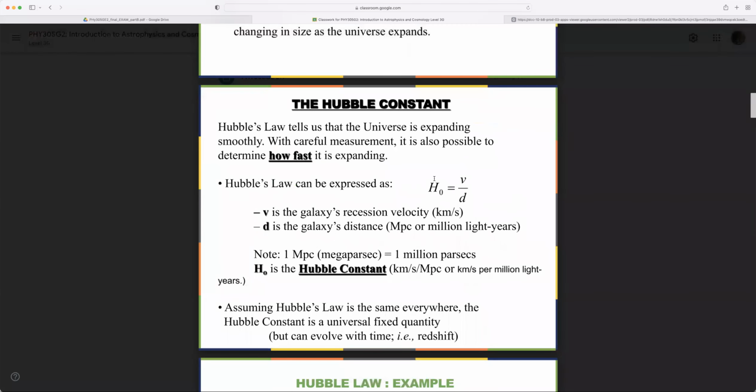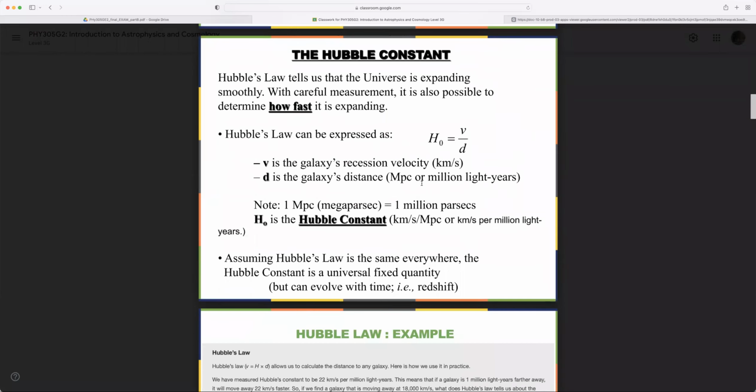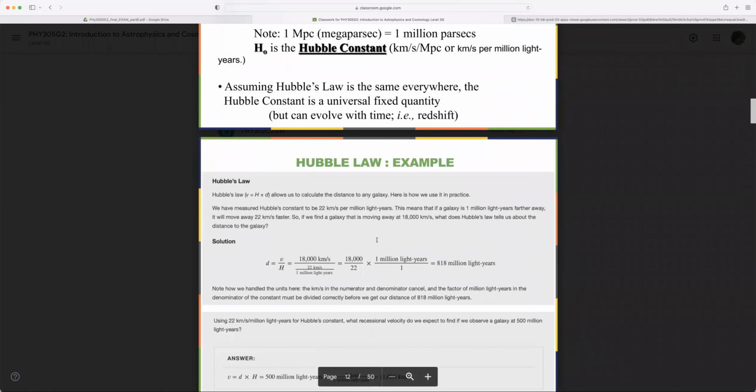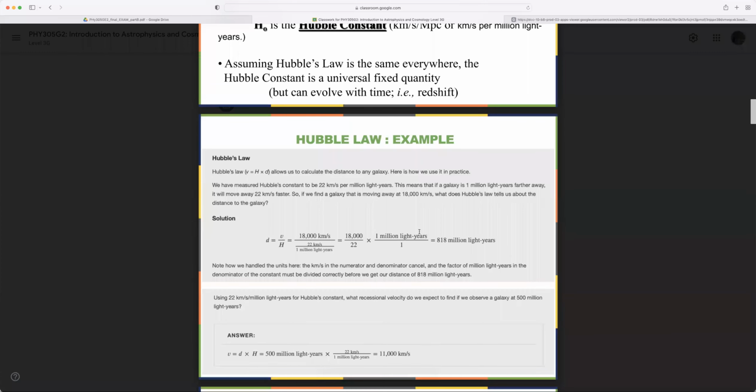It's a very simple law. H naught equals V over D. V is the velocity at which a particular galaxy is receding away from us. D is the distance to that particular galaxy, and H naught is the Hubble constant. It's a constant that comes in units of kilometers per second per megaparsec. Sometimes it is also written as kilometers per second per million light years. This is a universal constant that will be the same everywhere. And there is an example that I have given of how to find the distance to a particular galaxy if you know how fast it is moving away from us.